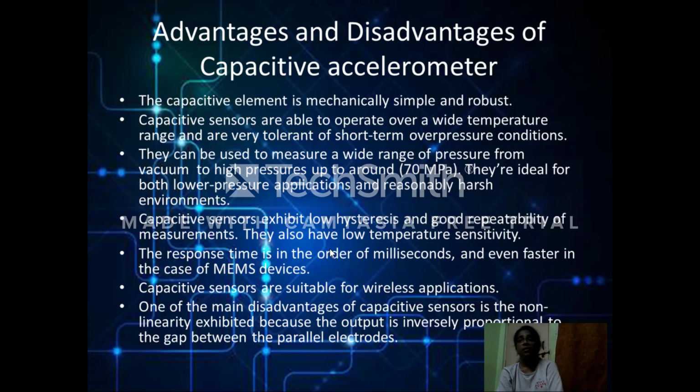Now let us go to the advantages and disadvantages of the capacitive accelerometer. The capacitive accelerometer is the most used sensor for detecting vibration when it comes to accuracy. They are suitable for wireless applications, and they can be used to measure a wide range of pressure, from vacuum to around 70 megapascals, as we see here. The disadvantages are that they are non-linear and inversely proportional to the gap between the parallel electrodes.